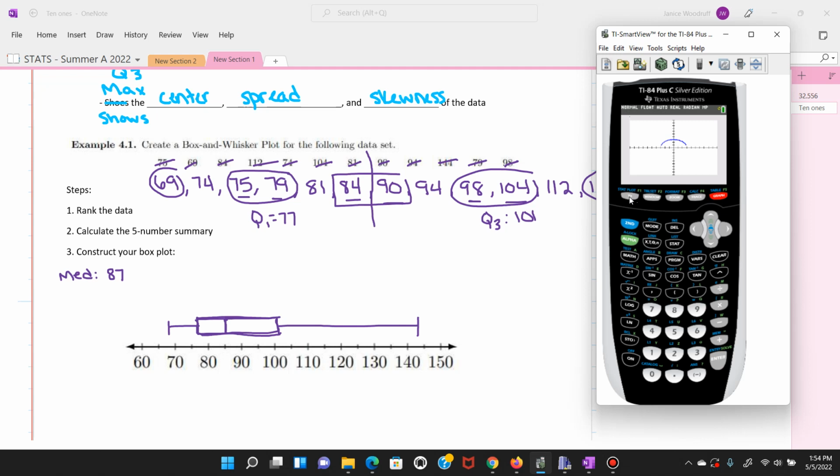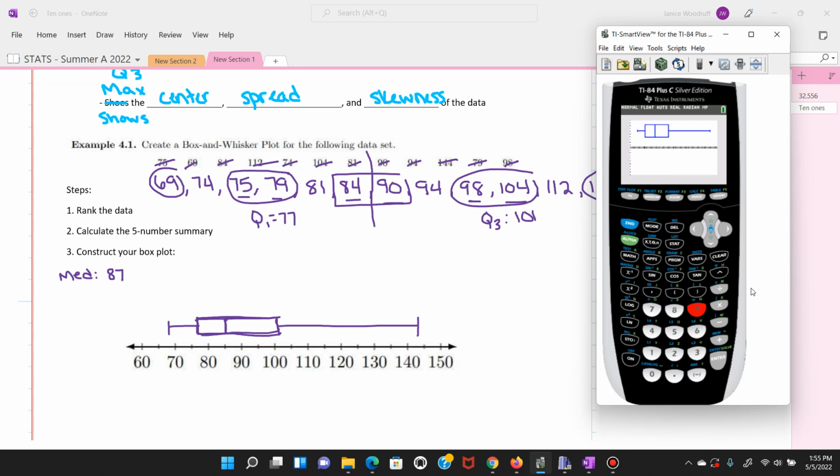Oh, there's something in my y equals. Hold on. I have to clear that out. So if there's anything in y equals, you've got to clear that out. Okay, now we'll go back. And then I can't see anything, so I need to zoom stat. So go to zoom, 9 for zoom stat. So you can see that. There it is. There's your box plot.